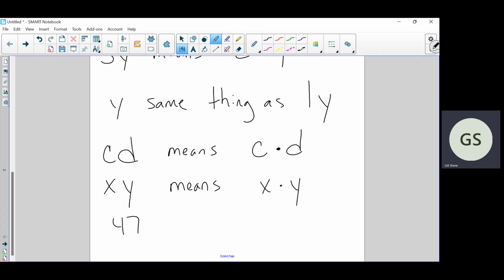So if you struggle with math, say what I would do. Every time I see something like this in a problem, I would rewrite it. And I would say, this really means C times D. I'd rewrite the whole problem and put the multiplication symbol in there, and then I'd work the problem out, do what I need to do. So I remember always that that's multiplication. And the more times you do it, eventually you probably won't have to do it anymore.